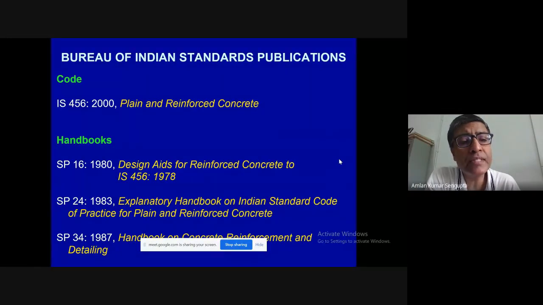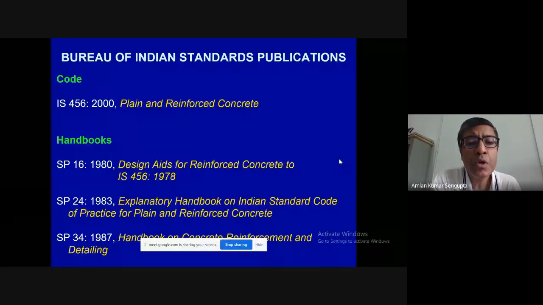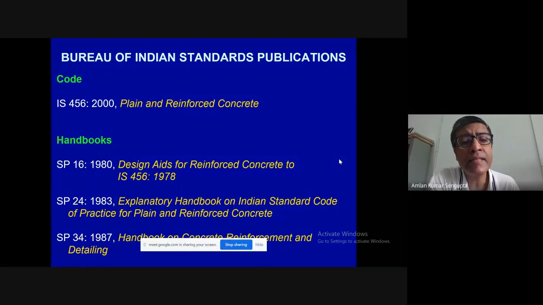Please note, when this SP16 had come out, at that time, the use of computers was not there that much, and hence, many of the calculations were actually done manually. To ease the calculations, this design aids were brought out. Although they may not be required if you have a computer software, but as a student, it is always nice to be familiar with this SP16, so that in case you don't have a computer software, then you can do your calculations based on SP16.